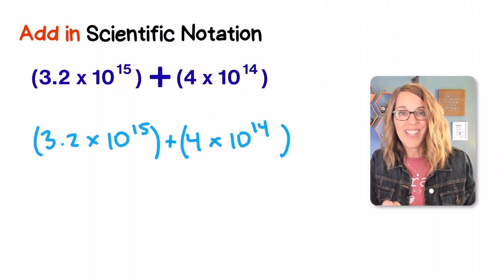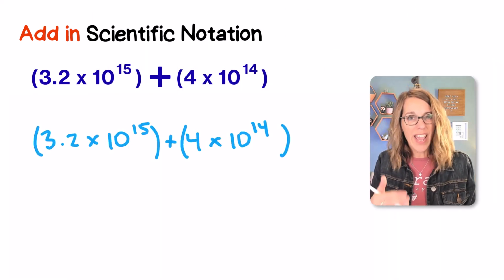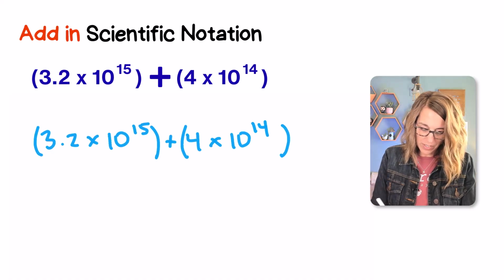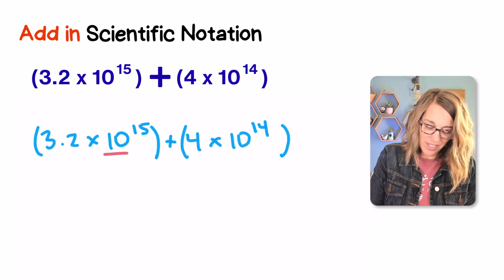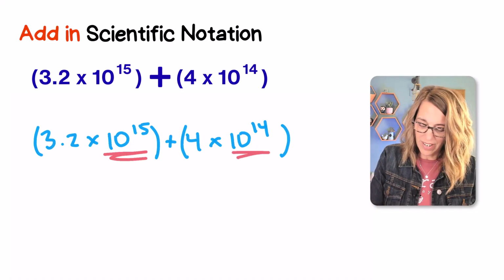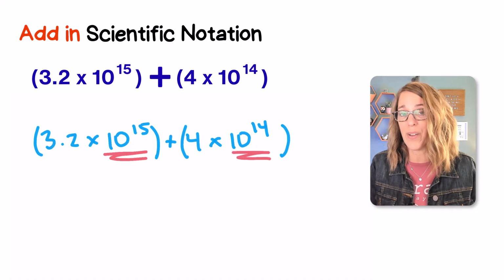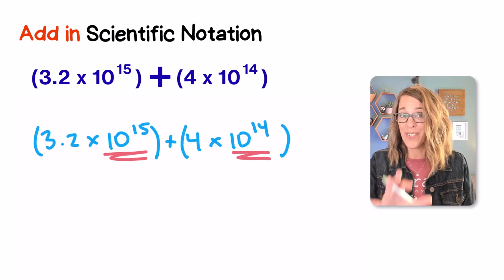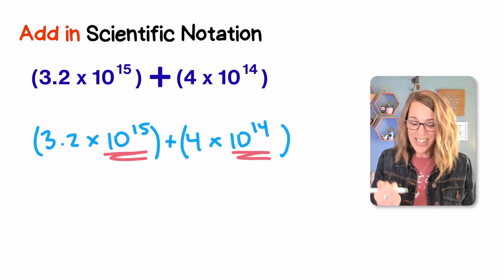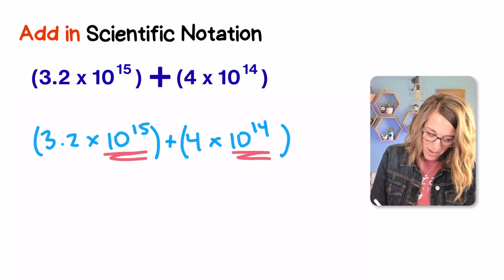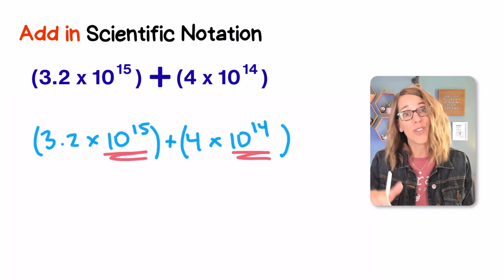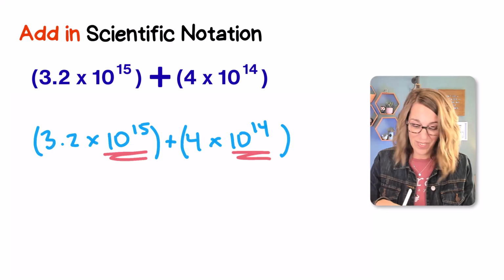Next, I want to add these two together. And in order to add them together, they need to be the same kind of number, or you can think of it as being on the same order. So this one is a 10 to the 15th number. This one is a 10 to the 14th number. So I cannot add these together the way they are. So instead, I need to make the powers on the 10 exactly the same. It really doesn't matter which one you start with. You're just going to need to make sure your final answer is in scientific notation.